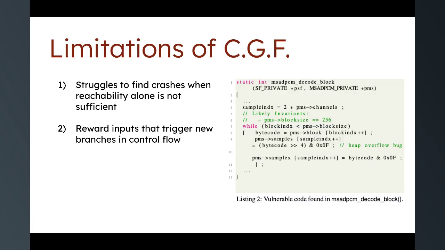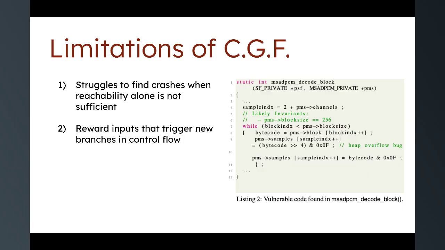According to this paper, one of the key limitations of coverage-guided fuzzing is that the coverage only reflects control flow, and that it struggles to find crashes when reachability alone is not sufficient. Many vulnerabilities in a program rely not only on reaching a specific point, but also on specific relationships between the data values present. This paper illustrates this with an example from the libsndfile audio library, which is predominantly in C. So in this snippet here, the program iterates through a block of encoded audio data and writes decoded values into a buffer called samples.